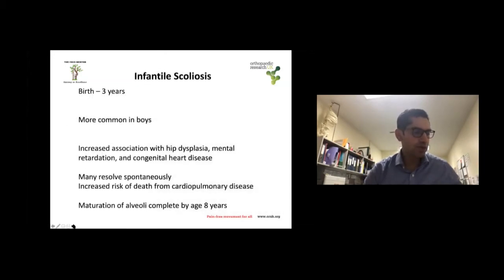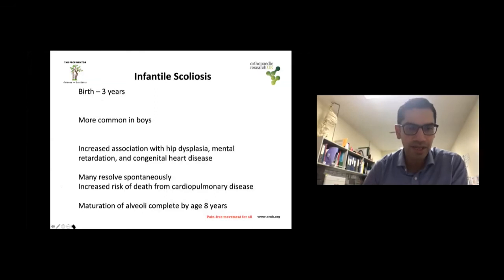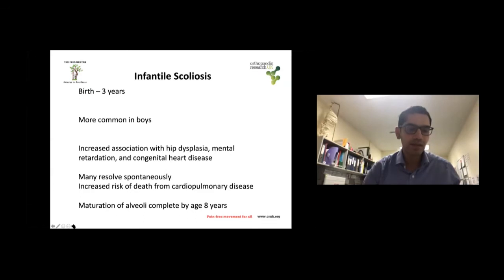Moving on to another category, which is infantile scoliosis. Infantile scoliosis is pretty much the opposite. Here you see it more commonly in boys, whereas adolescent idiopathic scoliosis is mainly in girls. This is categorized between birth and 3 years. There's an increased association with hip dysplasia, mental retardation, and congenital heart disease. Many of these curves will actually resolve spontaneously.